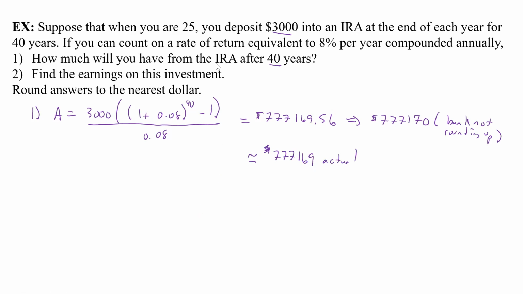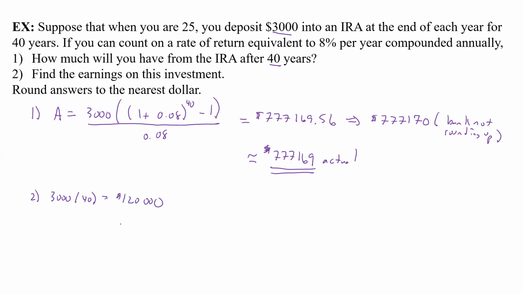All right. So now it says find the earnings on this investment. All right, so how much did we invest first? So this is what our bank account or our IRA or whatever it is going to show at the end of those 40 years. But how much did we actually put in? Well, we put in $3,000 at the end of each year for 40 years. So we're going to take 3,000 times 40. Well, that's going to be 12 with 4 zeros.